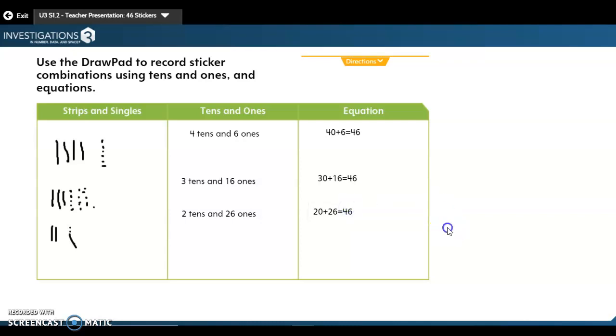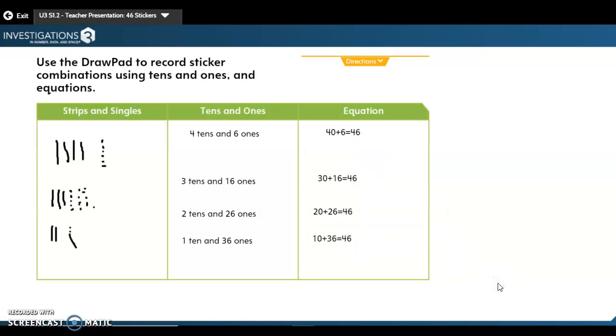Now, you should have also found 2 other options. You should have found 2 other solutions to this problem. One of them, if we started with the 2 10s the last time, we'll start with 1 10 this time. So we should have 1 10 and 36 1s. That's one way you could show the answer. That equation would look as 10 plus 36 equals 46.